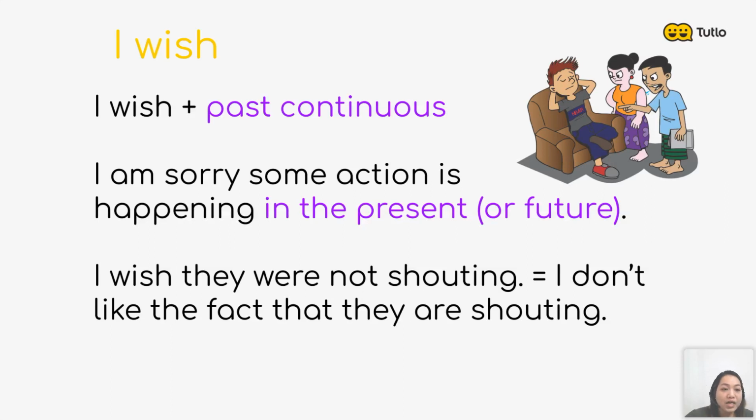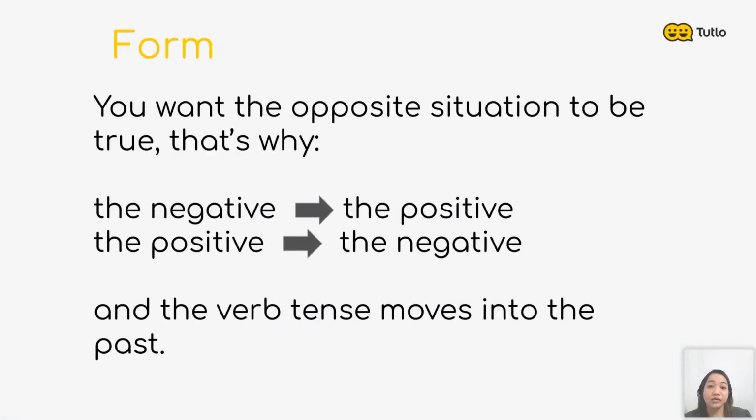So when we want to use wish, since it's a regret, you want the opposite situation to be true. That is why if the situation is negative, you would like it to be positive. If the situation is positive, you would like it to be negative. And the verb tense always moves into the past.